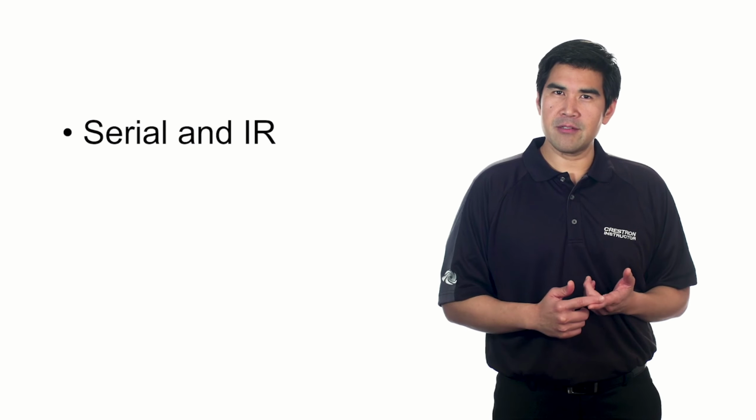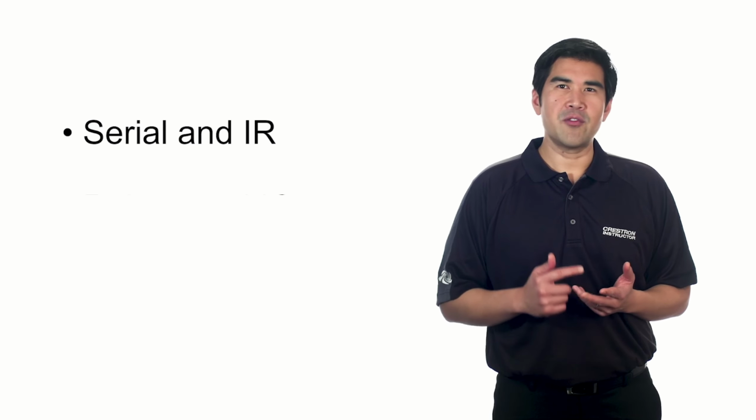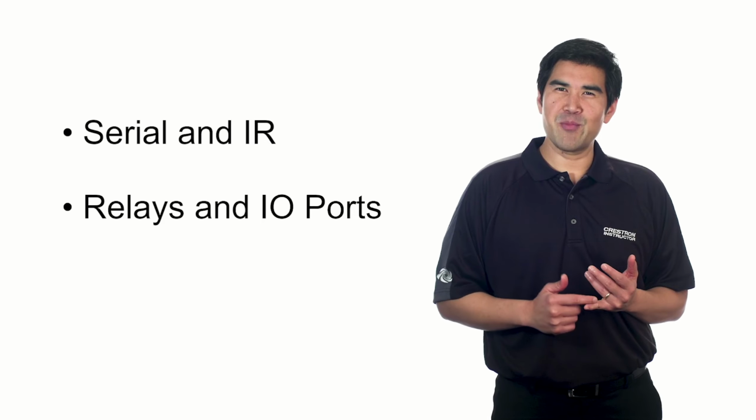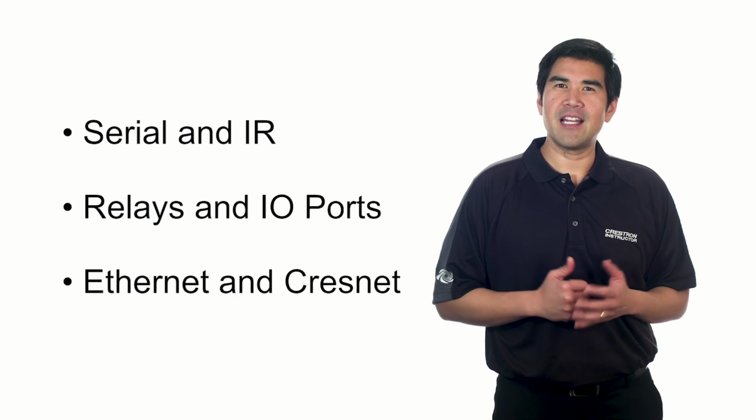With that in mind, let's have a look at the different connectivity options available throughout the control processor product line. This video contains a brief overview of serial, IR, relay control, I/O ports, Ethernet, and CrestNet. The following sections in this class will discuss some methods in more detail.